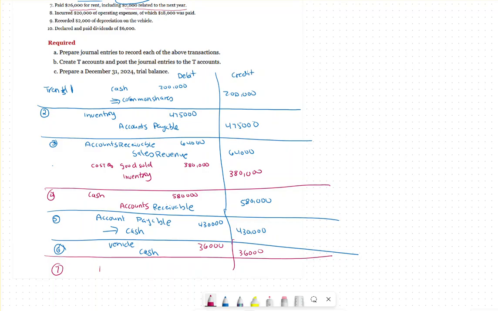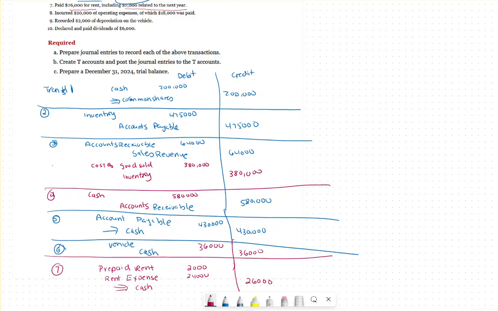If 2,000 is for the next year, my debit will be my prepaid rent, and that is your $2,000. My current year's rent is rent expense, and that is my 24,000, and we paid them cash and indent the cash account, and that is a credit of $26,000.